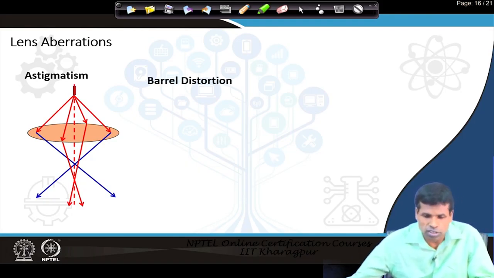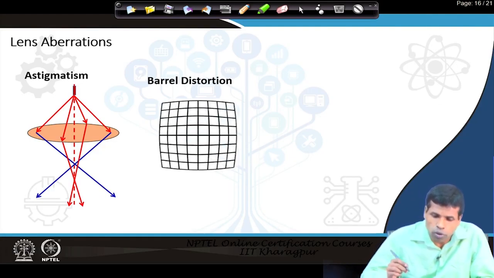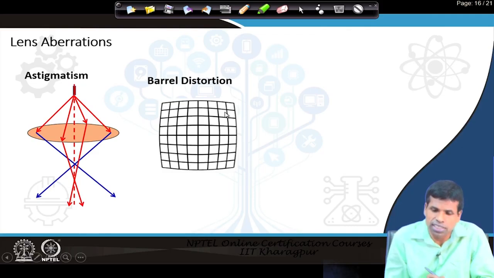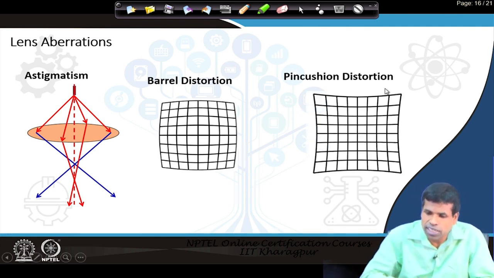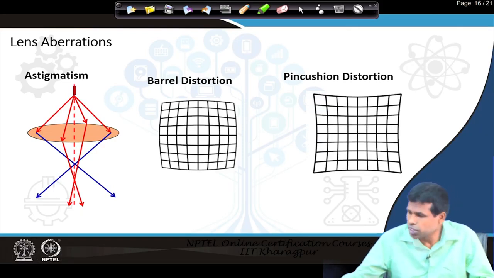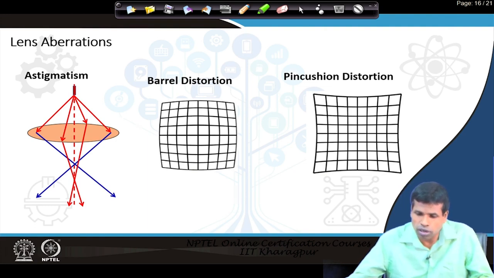We have other distortions such as barrel distortion. Barrel distortion is the distortion when the magnification is reduced as we go away from the optical axis. As you go away from the optical axis, you see the magnification is decreasing. That is what barrel distortion is. Another distortion is called pincushion distortion. Here, magnification increases as you go away from the optical axis. This is what pincushion distortion is. So, these are some of the aberrations due to which we may not get a sharp and good image in our microscope.